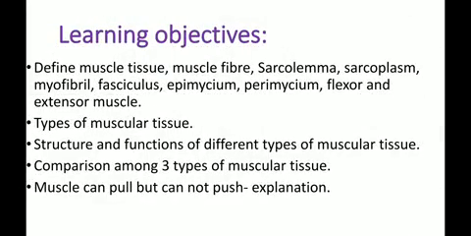Now, the learning objectives of today's lecture. After completing my lecture, a student would be able to easily define muscle tissue, muscle fiber, sarcolemma, sarcoplasm, myofibril, fasciculus, epimysium, perimysium, flexor and extensor muscle. You can also explain the types of muscular tissue, the structure and functions of different types of muscular tissue, and the comparison among the three types of muscular tissue. You can also explain why muscle can pull and cannot push.